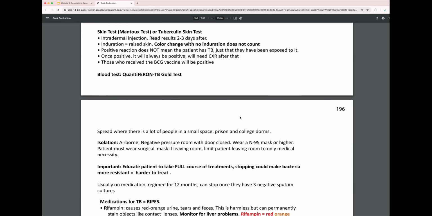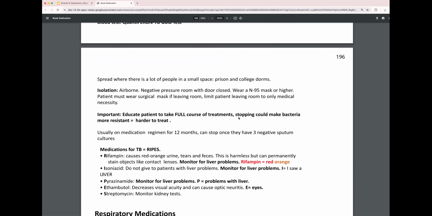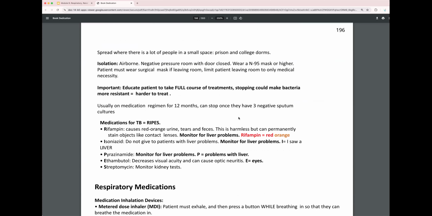The isolation for tuberculosis is airborne. It is very important that if a patient is diagnosed with tuberculosis, they have to take the full course of antibiotics. If they stop taking the antibiotics, it's going to make the bacteria more resistant and more difficult to treat the infection. They will usually be on the tuberculosis regimen for 12 months, and they can stop once they have 3 negative sputum cultures.